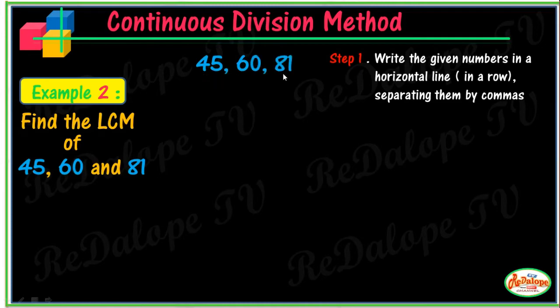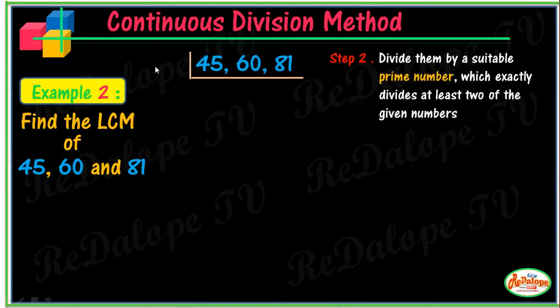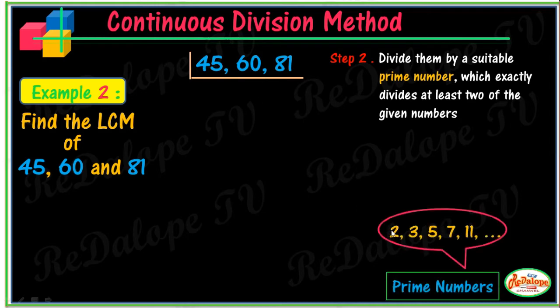45, 60, and 81. And then the next step, we will divide the given numbers by a suitable prime number which exactly divides at least 2 of the given numbers. Since 45, 60, 81 are not even, we cannot exactly divide them by 2. So we'll try to use 5 first. Although we can use 3, let us try the prime number 5.